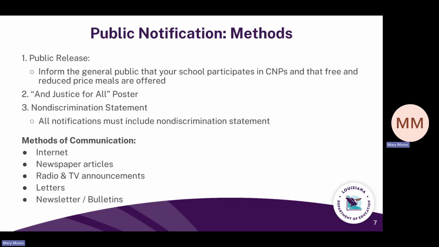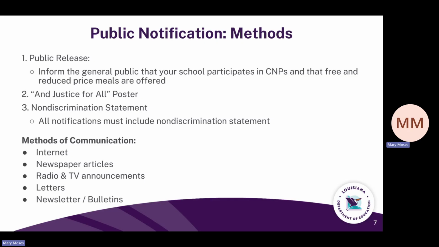The public notification system must include the following elements: 1, public release. Schools must take specific actions to inform the public of their program rights and responsibilities and the steps necessary for participation in the program. 2, display the And Justice for All posters.